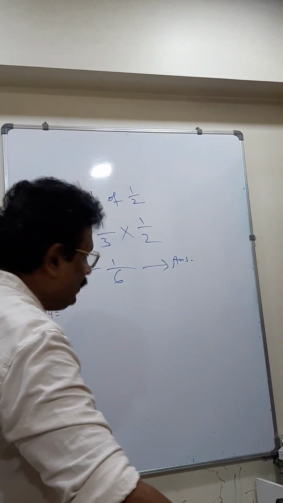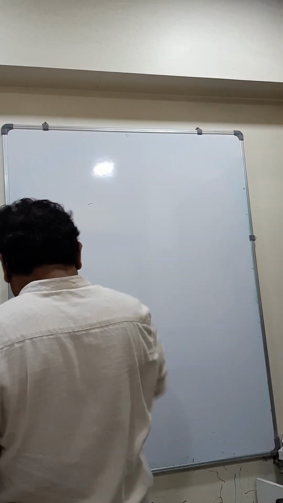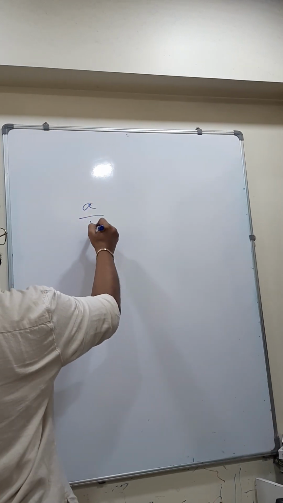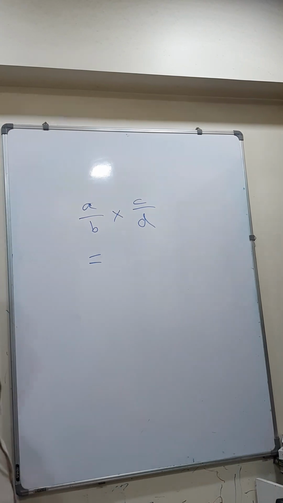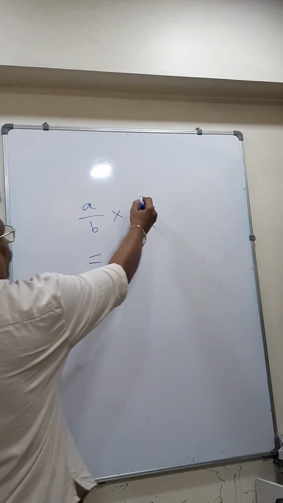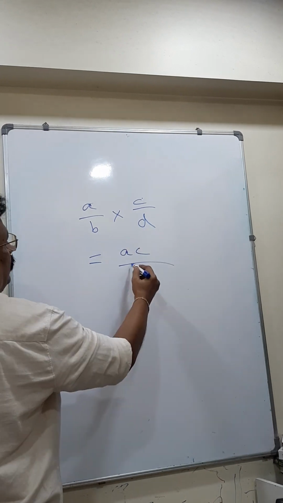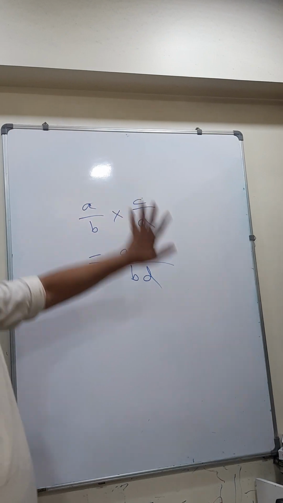Okay? In short, what I want to convey to you is, see, in short, A by B multiplied by C by D is equal to A into C, numerator into numerator, AC, B into D, denominator into denominator. This is the answer. Multiplication.